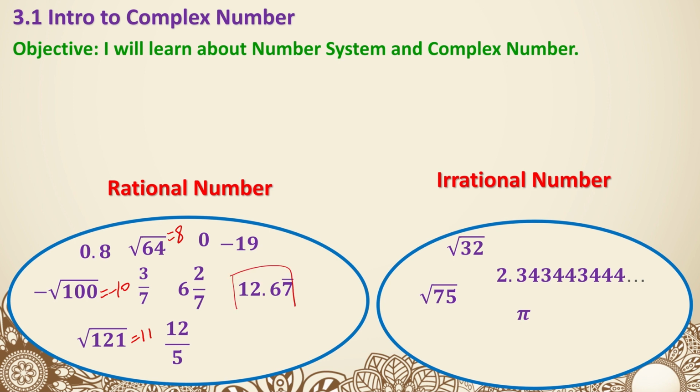This one is a repeating decimal. That's why it is a fraction. It can be expressed as a fraction, so it's a rational number. Pi is irrational. Square root of 75 is 5 square root of 3, and that square root of 3 is irrational already. And then square root of 32 is 4 square root of 2. That square root of 2 is also irrational.